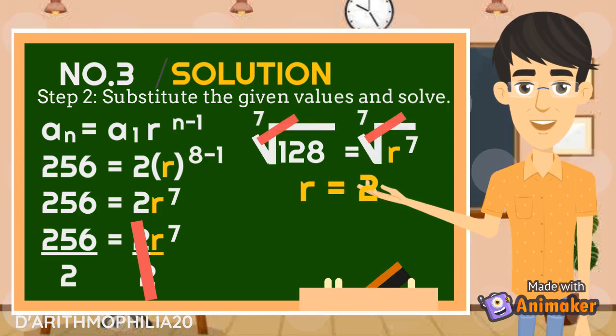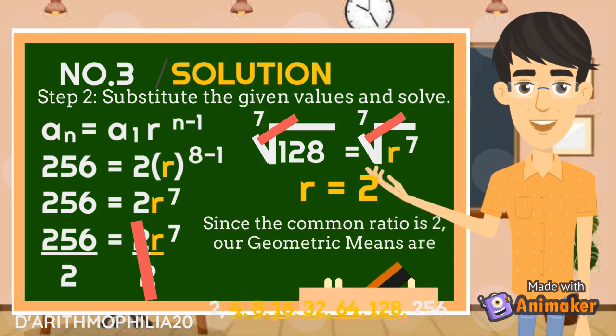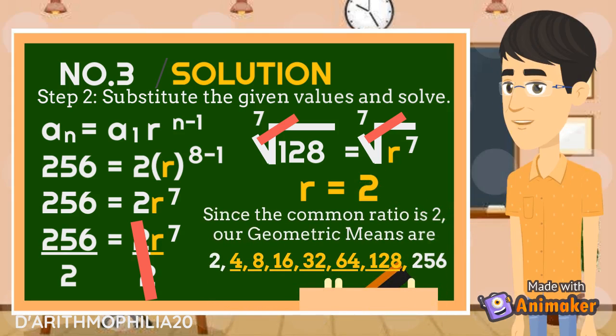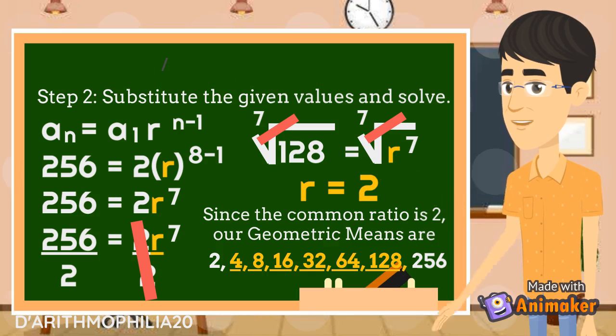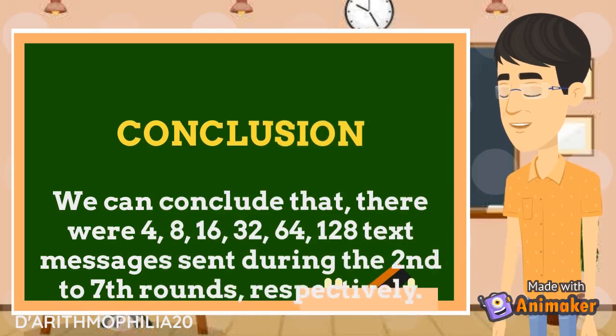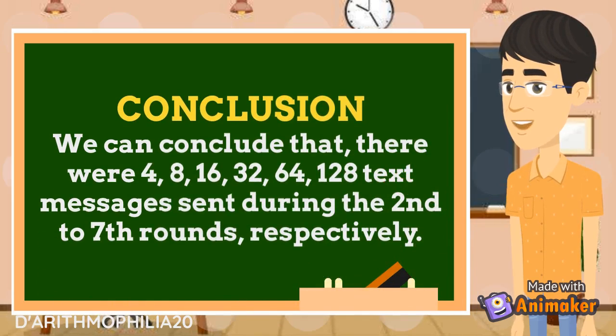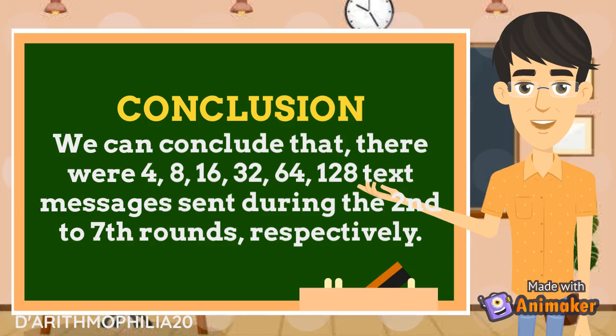So, r is equal to 2, since the 7th root of 128 is 2, or that is 2 multiplied to itself 7 times. Now, to determine the geometric means, we will multiply 2 by 2 and so on. Therefore, the 6 geometric means are 4, 8, 16, 32, 64, 128. With these results, we can conclude that there were 4, 8, 16, 32, 64, 128 text messages sent during the 2nd to 7th rounds, respectively.